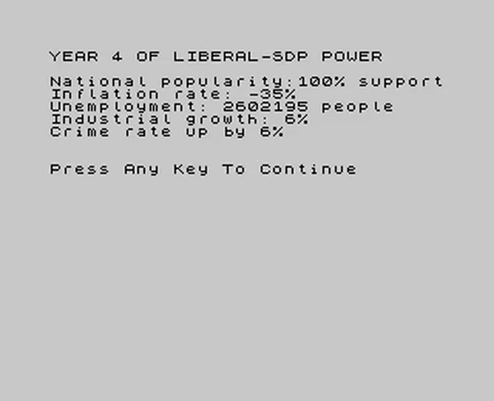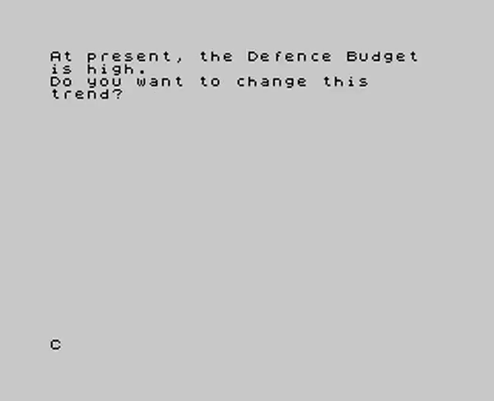We have full national support. Everyone's behind us, behind the two Davids. Massive deflation. Unemployment is dropping. Industrial growth is up, but so is crime. So let's increase the police budget. Keep defence as it is. We are fighting a war. And let's increase the average salary.